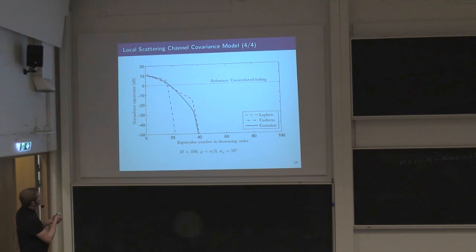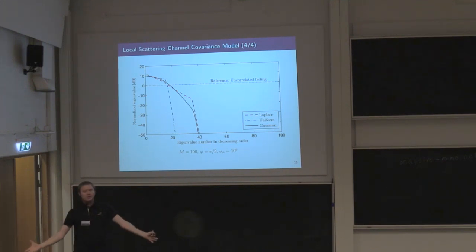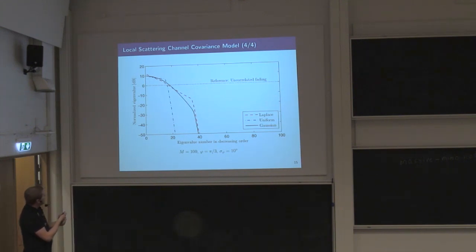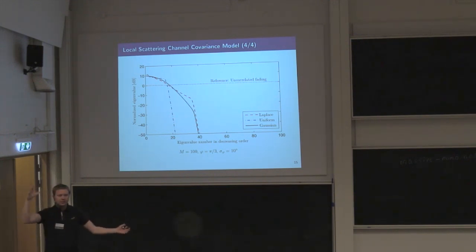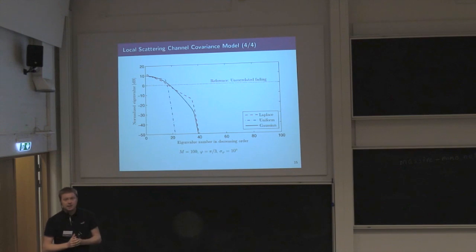So we can say that in the uncorrelated fading case here, you have a 100-dimensional space where the channel can appear with high probability. With this uniform distribution, you have perhaps a 20-dimensional subspace of your 100-dimensional space where the channel is likely to be. And with this Laplace or Gaussian distribution, you have a slightly larger one, maybe 30 or 40 in size, of this subspace where it actually lies.